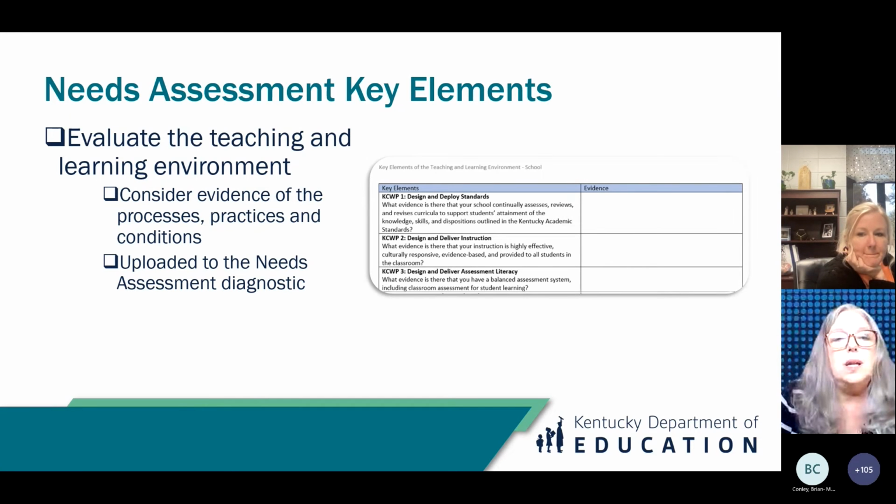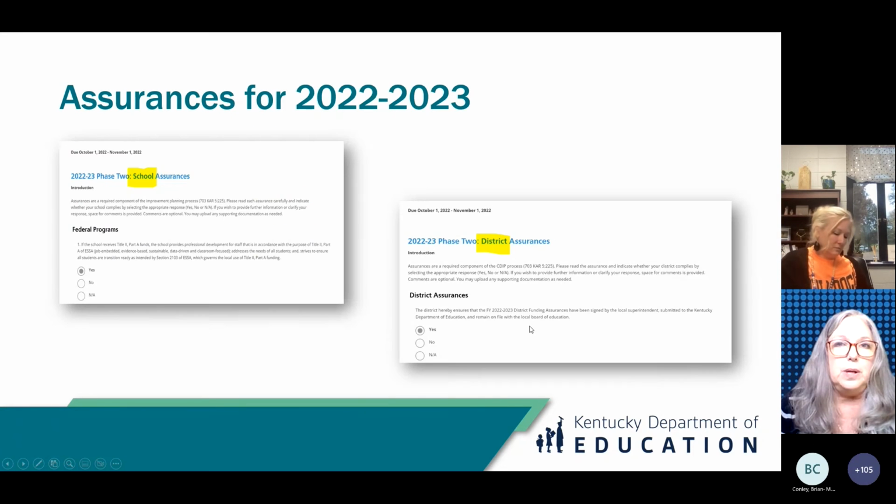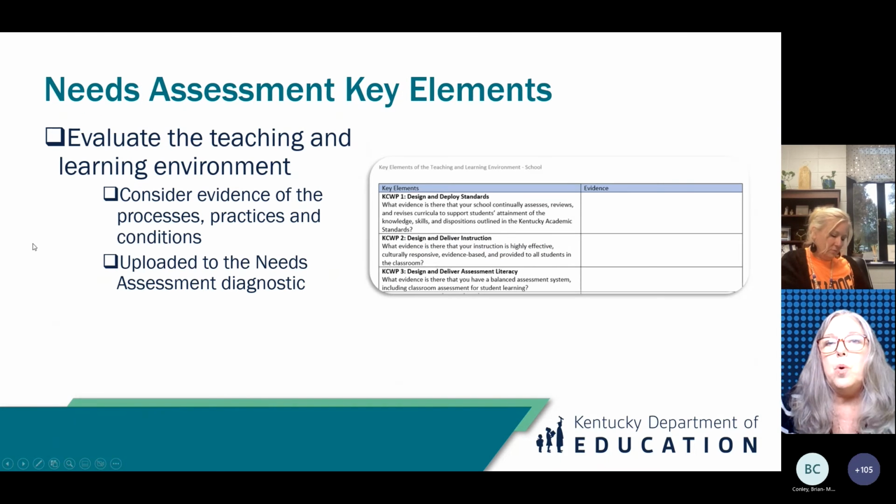So there's a screenshot of each of those key elements, and Jackie did walk through several of these, and then your evidence. This is really where you are evaluating your teaching and learning environment. So consider all of that work that Jackie just walked through and that you have done as a group. What is it that is a process or a practice or a condition? What evidence do I have to support this is working well? This is something we need to do differently. Whatever your work has determined. When you go ahead, Ruth, you can go to the next one.